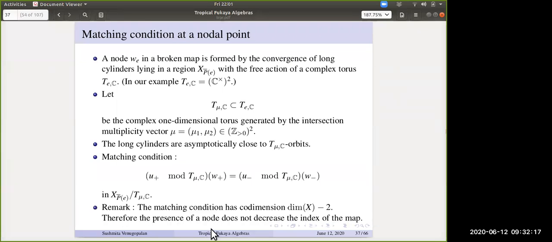Yeah, and one more remark here is that the matching condition has dimension x minus 2, unlike ordinary holomorphic curves where the codimension is just dimension x. So therefore, the presence of a node does not decrease the index of the map.